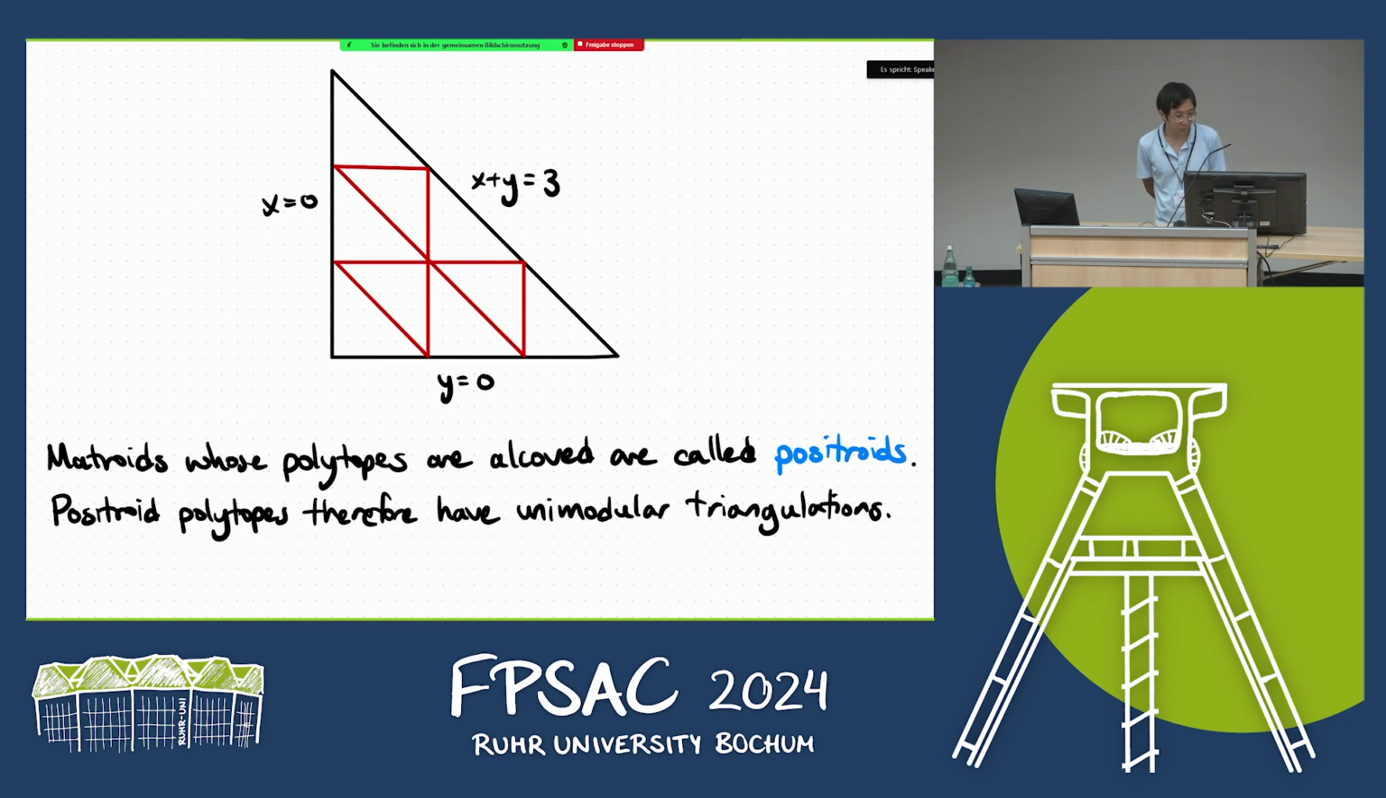And matroids whose polytopes are alcoved are called positroids, as we saw. Positroid polytopes therefore have unimodular triangulations. This is something very special to this specific class of hyperplanes. In general, if you do this dicing operation, you won't even get a triangulation.